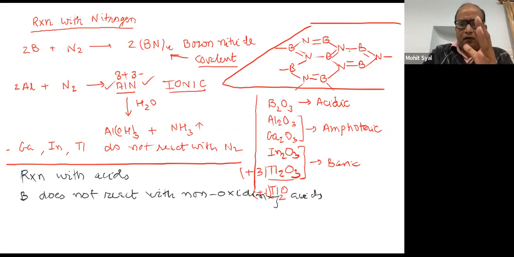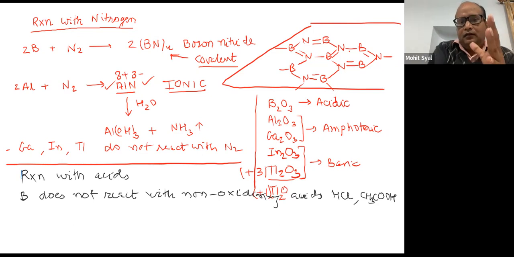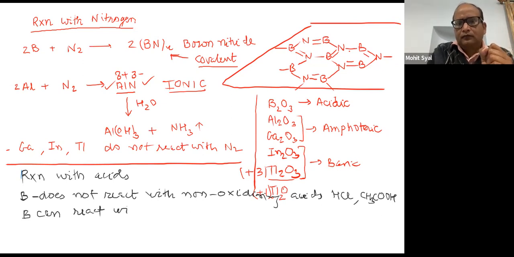Boron does not react with non-oxidizing acids, like HCl or acetic acid, vinegar. These are non-oxidizing acids. Strong oxidizing acids are H2SO4 and HNO3. So boron can react with oxidizing acids.